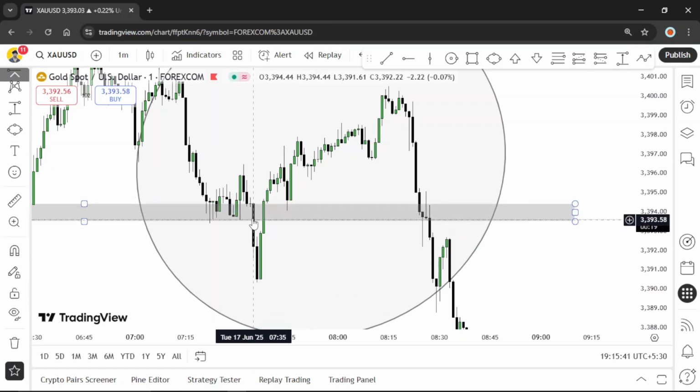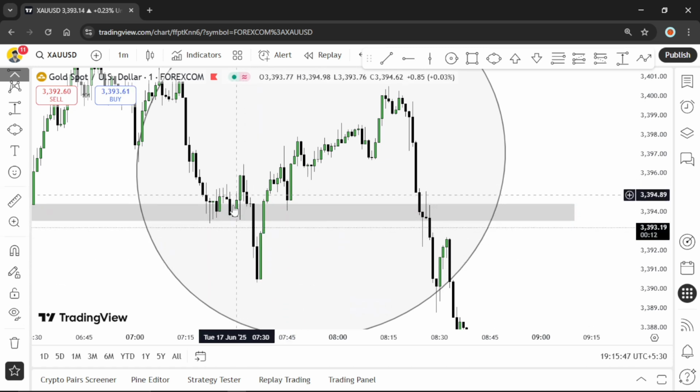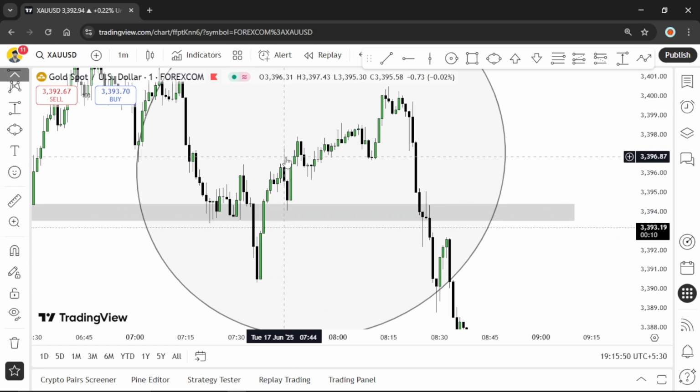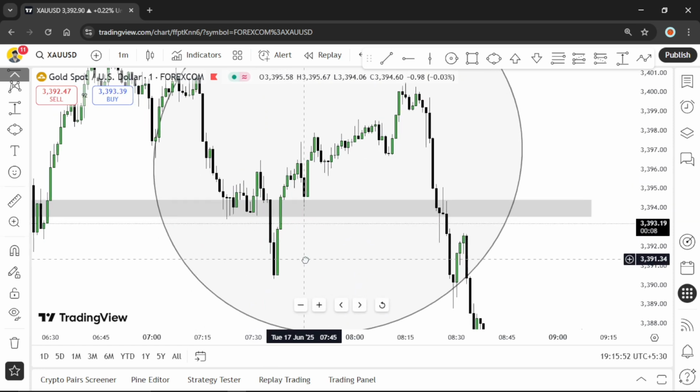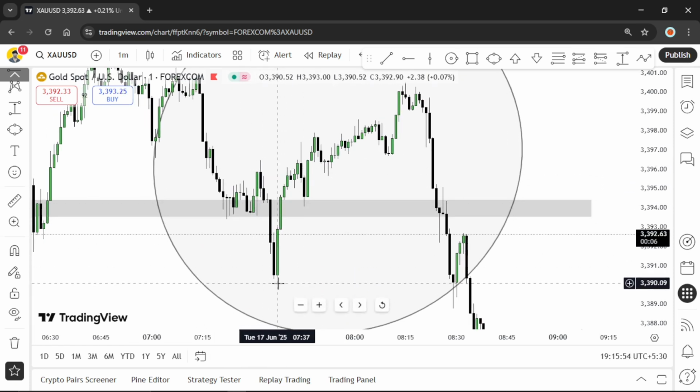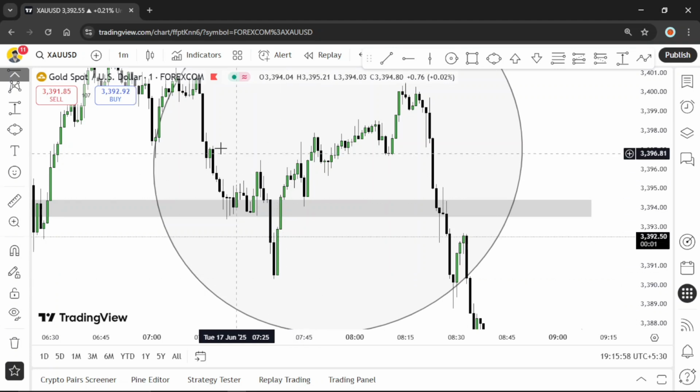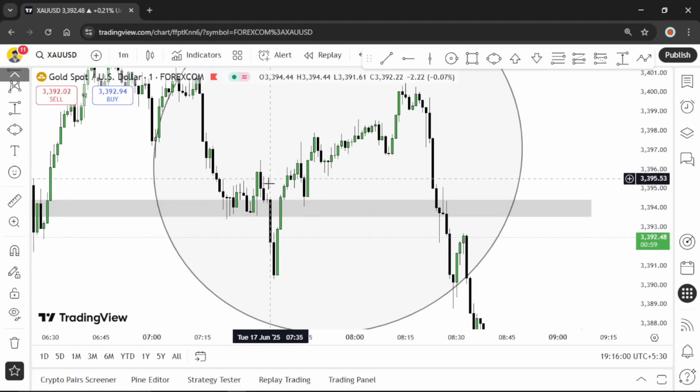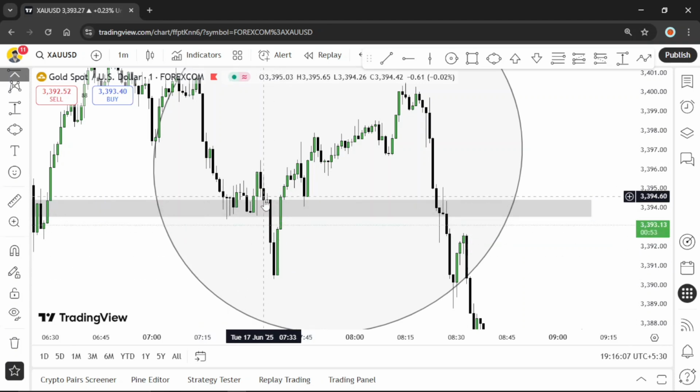Some of the breakout traders enter the trade, and they get trapped by this type of candle and get stopped out. The reason for this type of candle is that the institutional players are entering the market and stopping out these retailers. They are taking the positions from the retailers. Retailers, seeing these types of candles, enter the market and get stopped out.